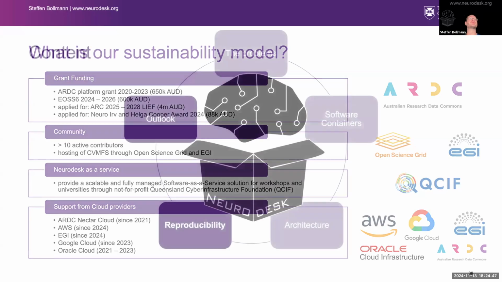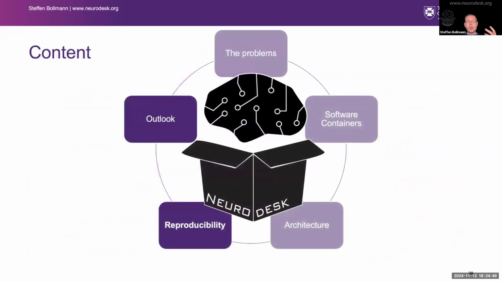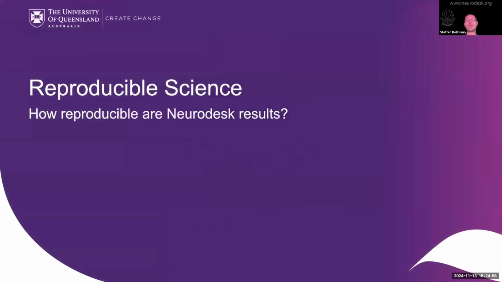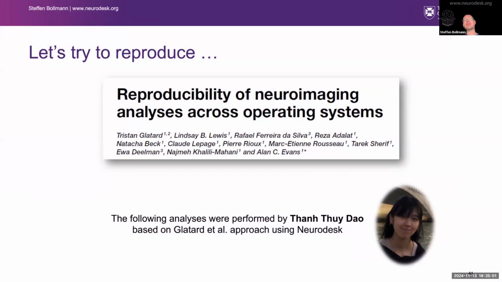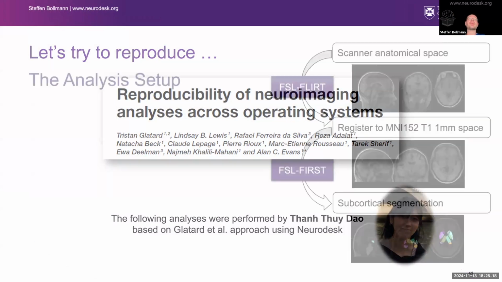So I want to quickly show you some results from this reproducibility aspect, because I'm always claiming that Neurodesk is reproducible, but is it? And how reproducible is it? So this is something that we looked at. A PhD student in my group took that original paper that I showed earlier from Tristan Glatard, where they found these reproducibility issues with software. So we took that paper and tested, can we reproduce the non-reproducibility of software?